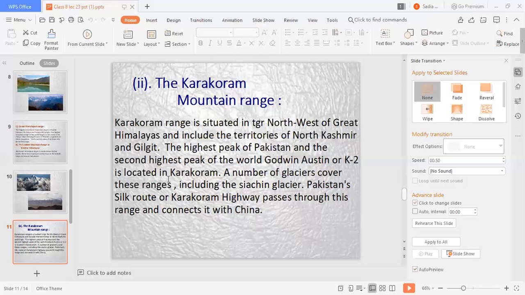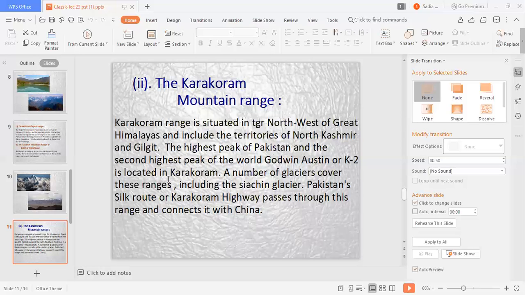So these two mountains are included there in Karakoram. And second most important thing is that a number of glaciers cover these ranges, and there are a number of glaciers because heavy snowfall continues throughout the year here. So a number of glaciers cover these ranges, including the famous Siachen Glacier. And third most important thing is that the Pakistan Silk Route or the Karakoram Highway passes through this range and connects it with China.